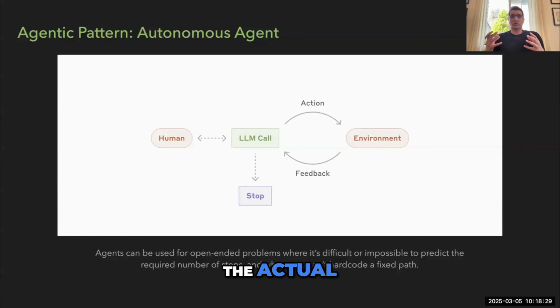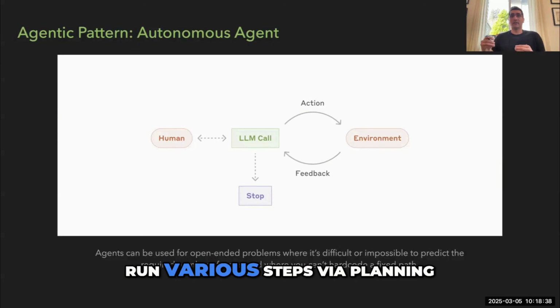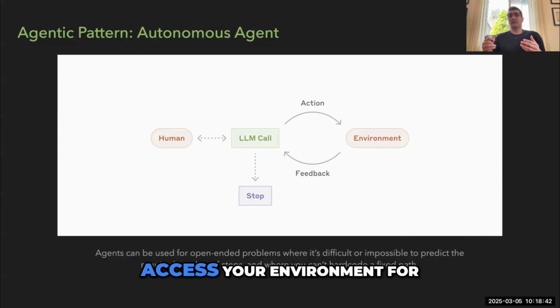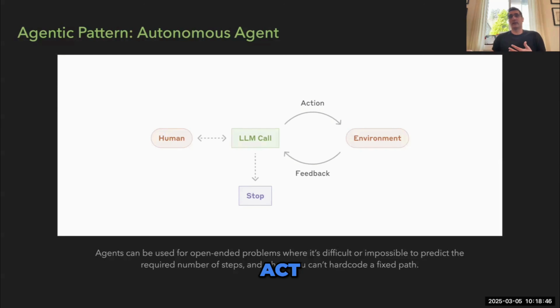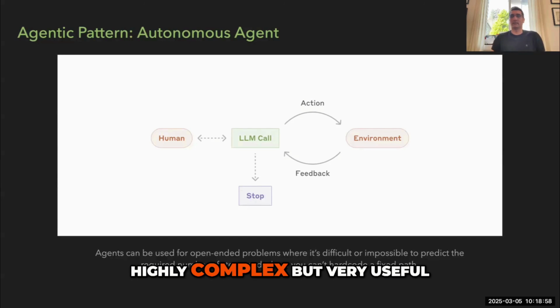And then the agent itself needs to figure out how it's going to break down and decompose the high-level goal, run various steps via planning, and access your environment for up-to-date information if needed, or up-to-date information on the web. That's also an environment. And then use that as a feedback loop to come to an end state. These are highly complex, but very useful agentic patterns if the problem is truly open-ended.